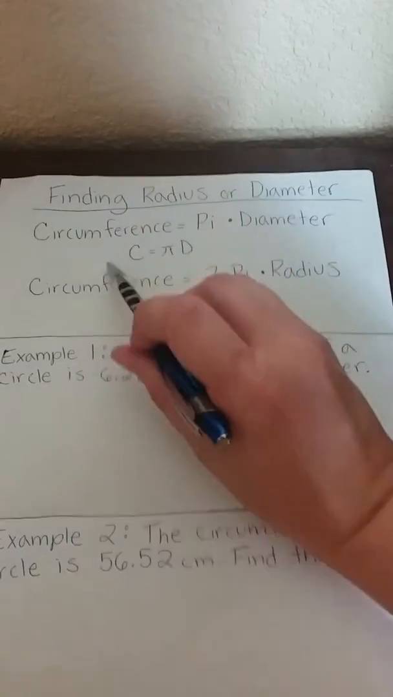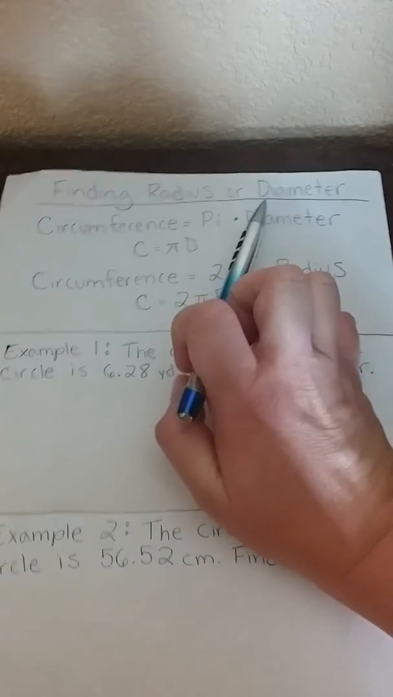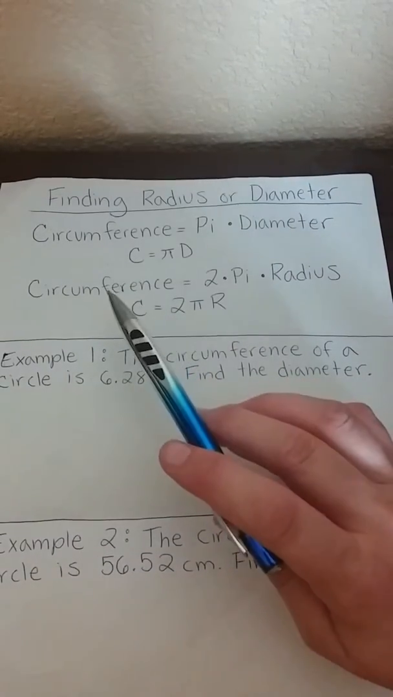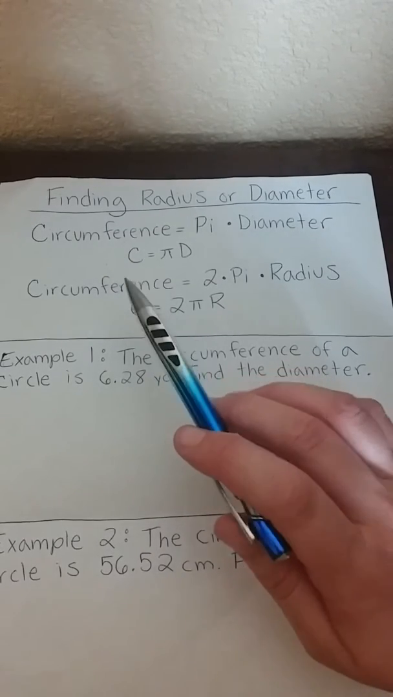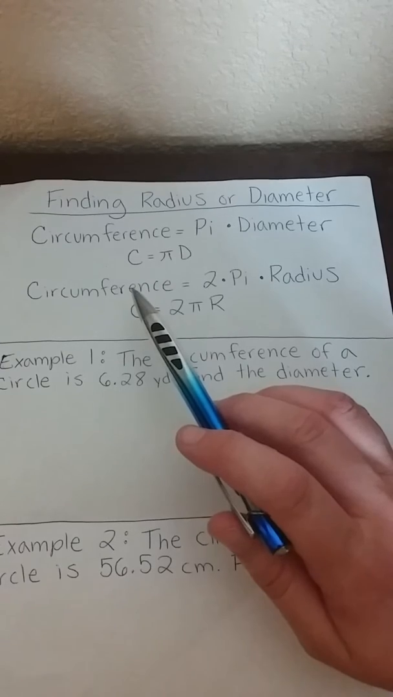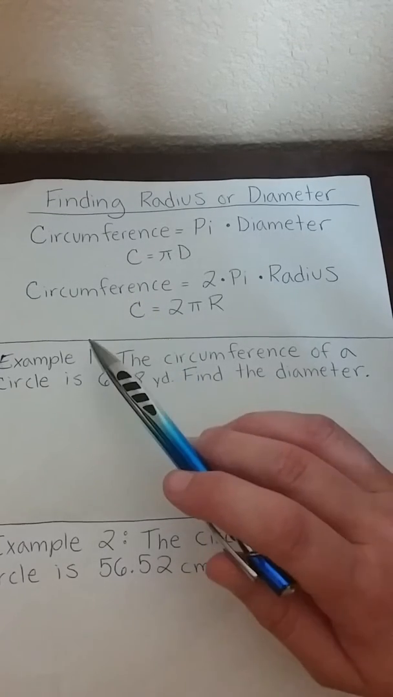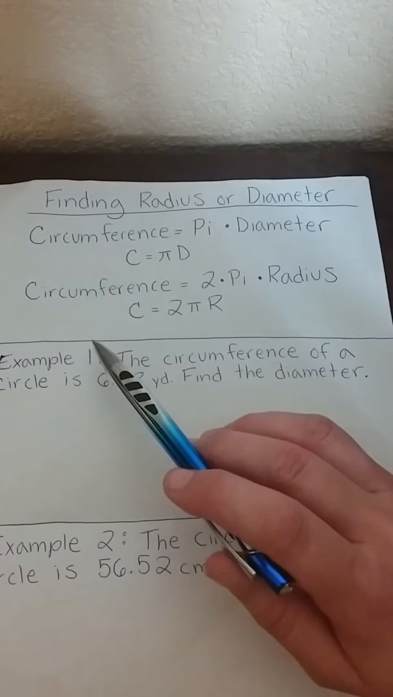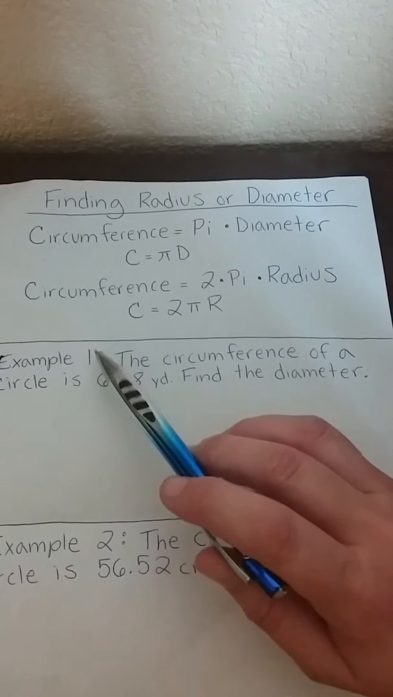Hello everybody. Today's learning goal is finding the radius or the diameter of a circle. We're still dealing with circumference. Yesterday I told you the radius or the diameter and you had to find the circumference. Today I'm going to give you the circumference and you have to find the radius or the diameter. We're still going to use the same two formulas that we learned yesterday.